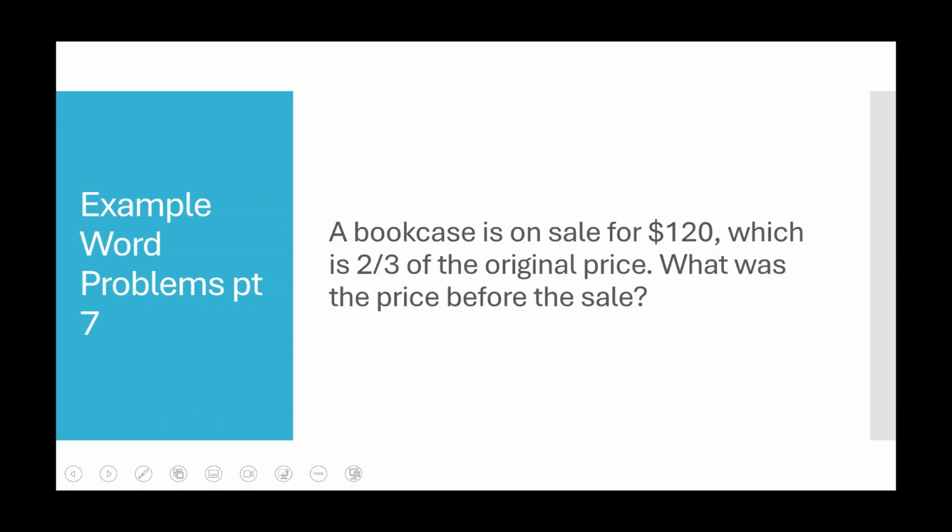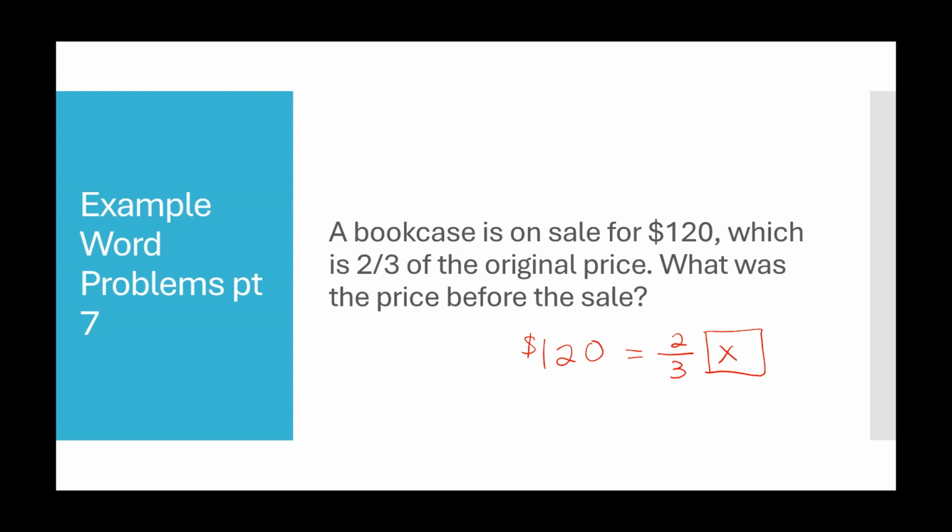A bookcase is on sale for $120, which is 2/3 of the original price. Quite often when you see the word is in a word problem, that's where your equal sign is going in. 2/3 of the original price. What variable do you feel like using? I mean, I'll just use X because I'm lazy. What was the price before the sale?